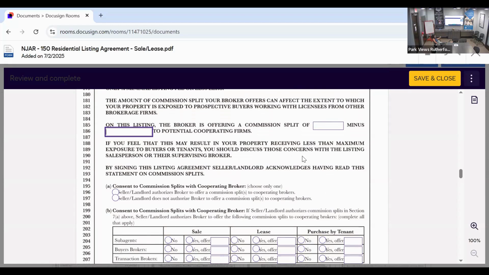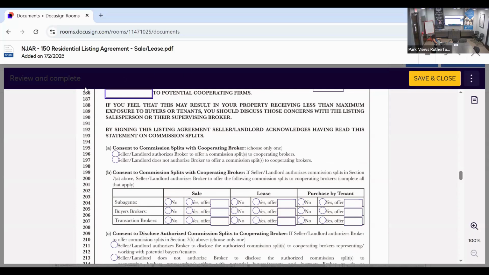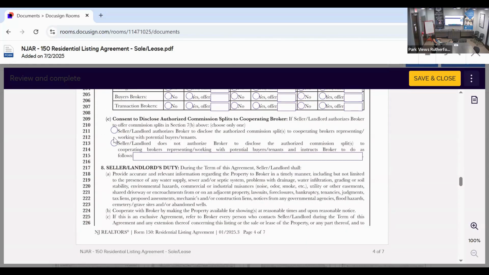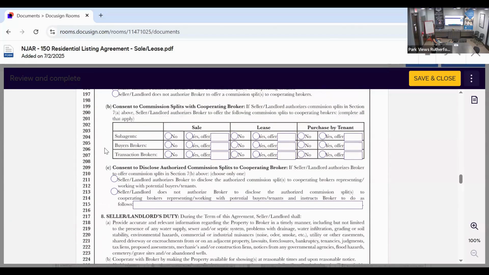Again, we're the only state that actually does that. It's not done in other states. In New York it's a flat percent and that's it. These boxes ask if the seller is going to cooperate for commission. Yes, no. Down here, is the seller gonna authorize you to tell other agents what the commission is?